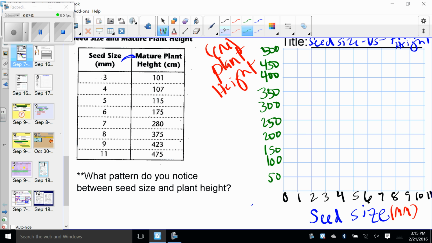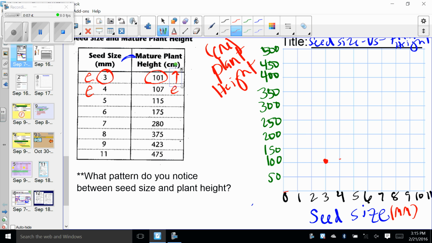All right, so as we start putting those data points on the graph, we don't have any data points at 0 and 1, but we have a seed size of 3. If we put a seed that's 3 millimeters in the ground, the plant's going to be 101 centimeters in height, or at least that's what we have for our data collection. Maybe it's not always a guarantee. So we go over to 3, up to 101. Again, it's a little bit of a guessing game because we don't have a perfect 101 on our graph. Slightly greater than 100.